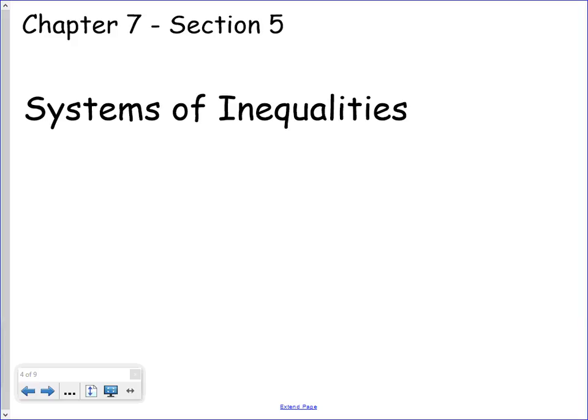Okay. What we're shifting over to in section 7.5, and will be very useful to us tomorrow when we start linear programming, is instead of working with systems of equations, we're going to switch to systems of inequalities.